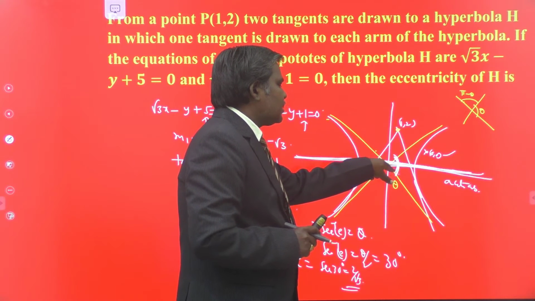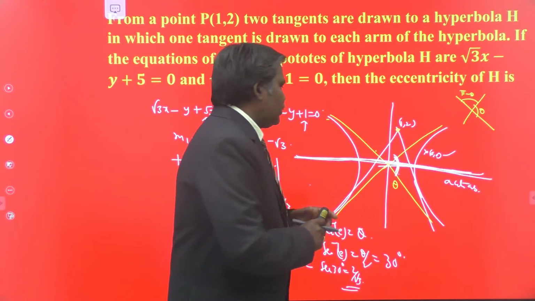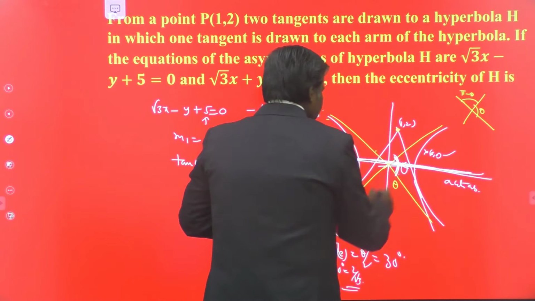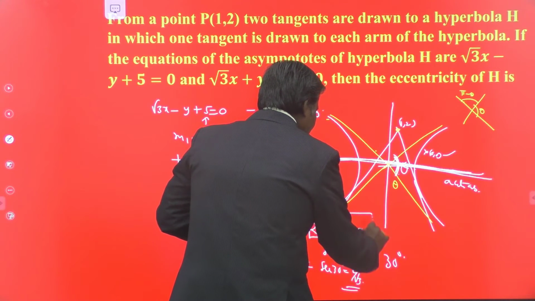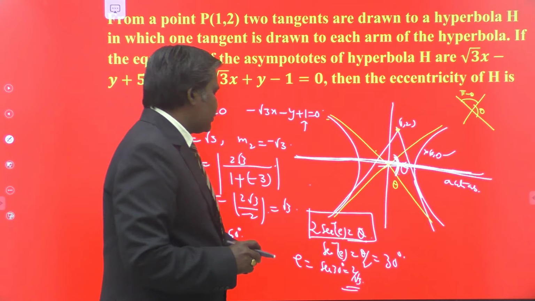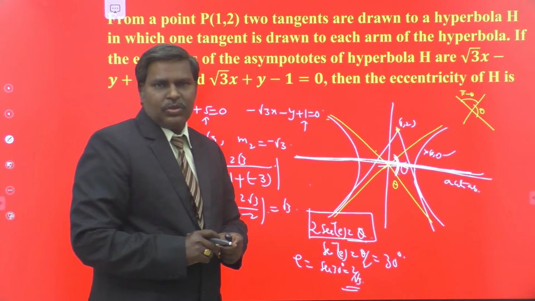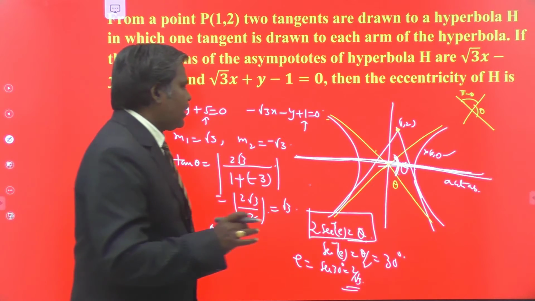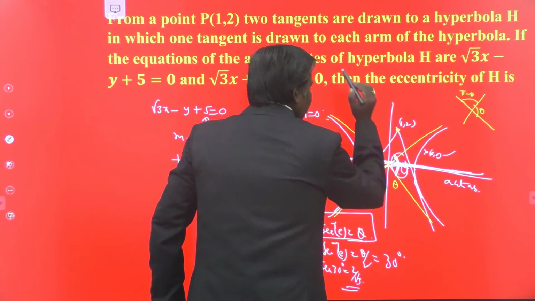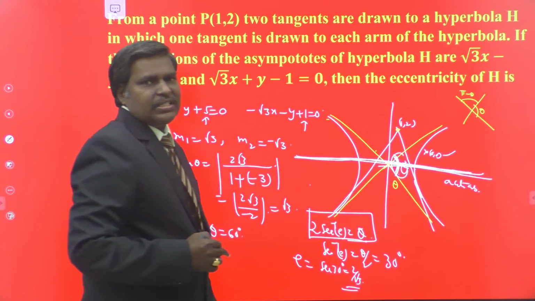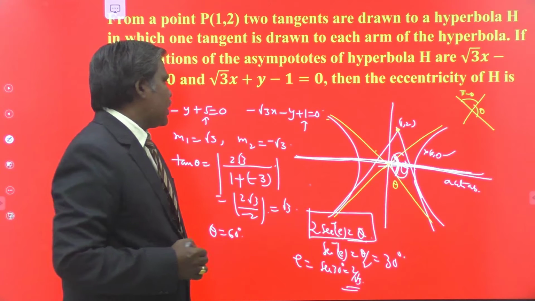Here the angle is theta. Then only we can find the result, that is 2 secant inverse e is equal to theta. So the eccentricity of the hyperbola is 2 by root 3 for this question. You have to identify this angle very particularly, whether it is an acute angle or an obtuse angle.